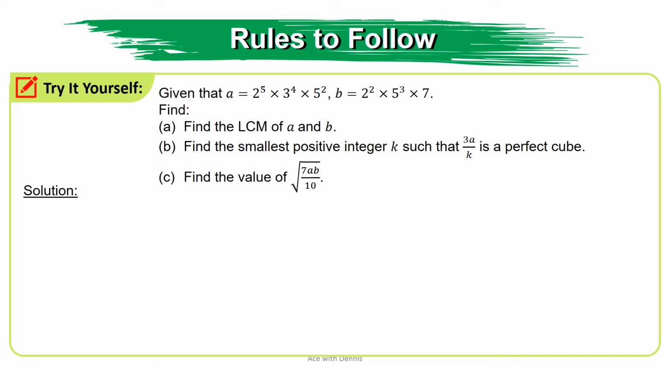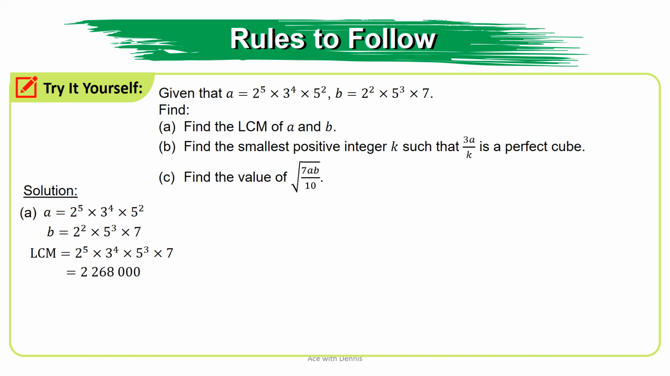Alright, so here's the solution. To find the LCM for (a), we know that a equals 2 to the power 5 times 3 to the power 4 times 5 squared, and b equals 2 squared times 5 cubed times 7. So the LCM will be 2 to the power 5 times 3 to the power 4 times 5 cubed times 7, which gives us 2,268,000.